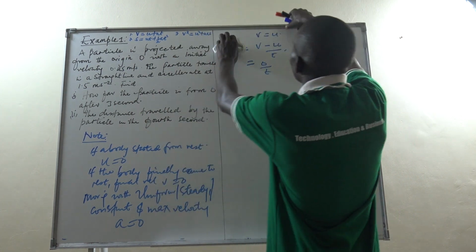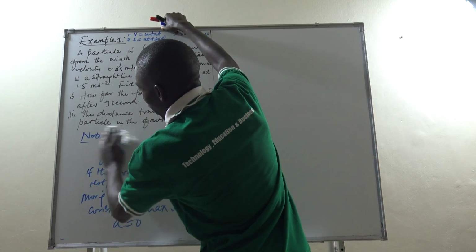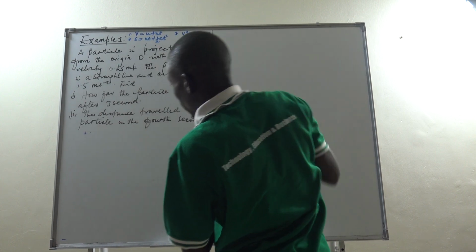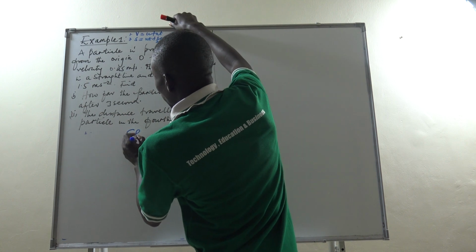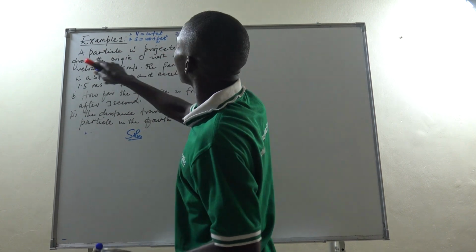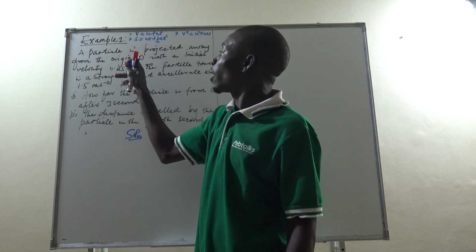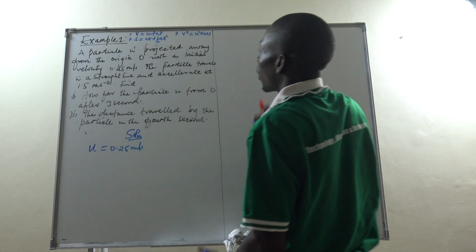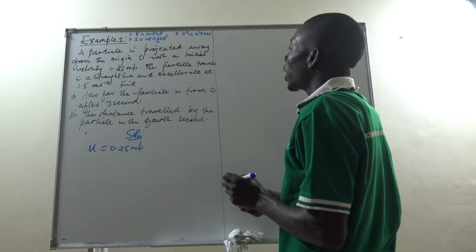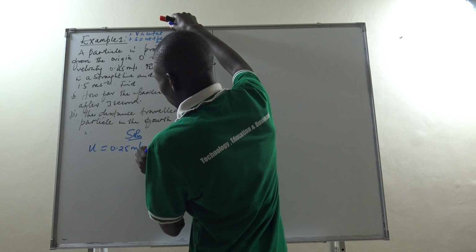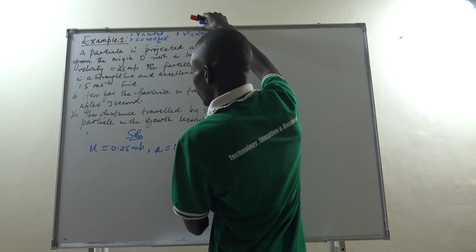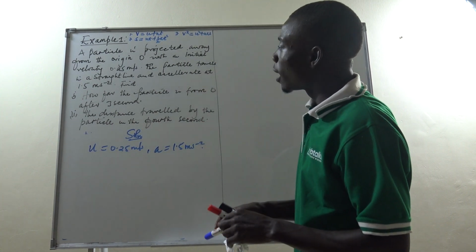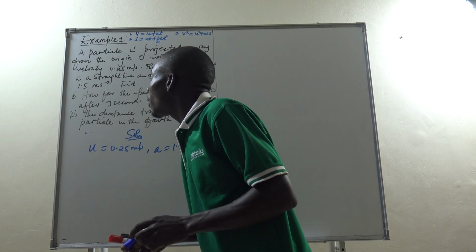So having looked at that, it will now guide us to check how we can solve this problem. Our question says that a particle is projected away from the origin O with initial speed. Is that okay? That means our initial speed U is 0.25 meters per second from the origin. And then the particle travels in a straight line and accelerates at 1.5 meters per second squared. Is that okay?